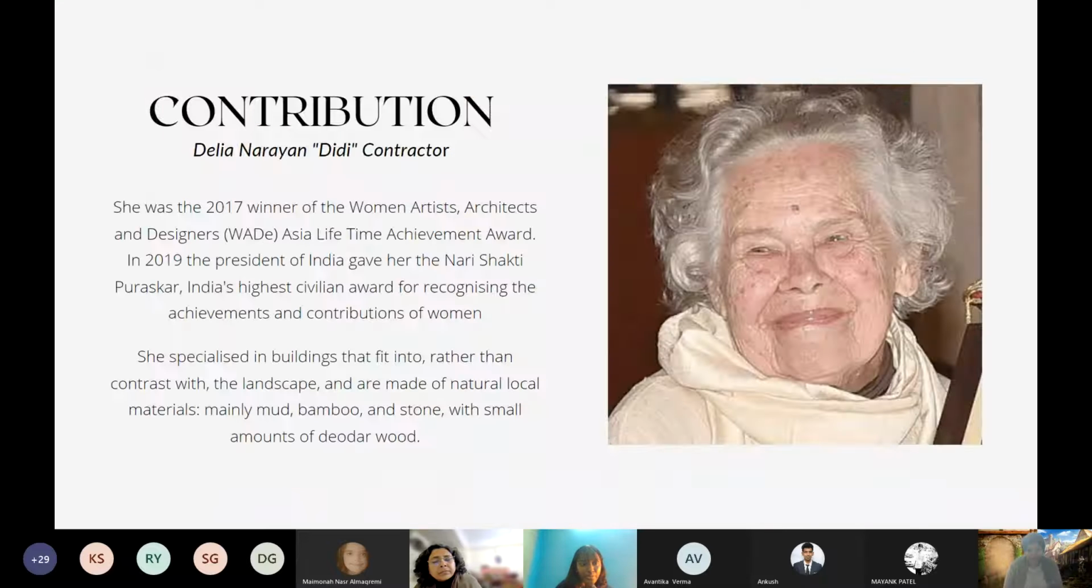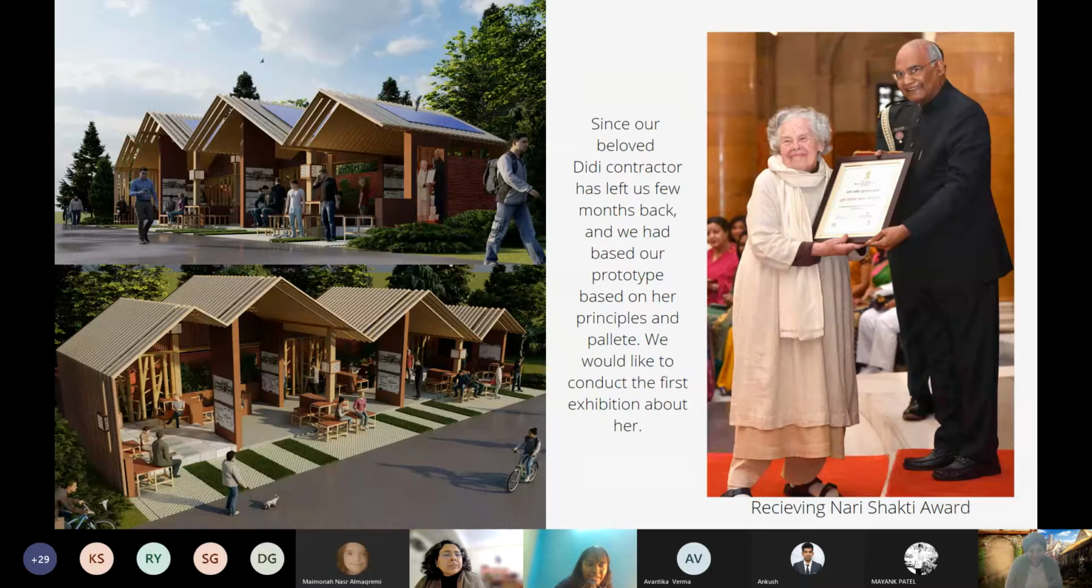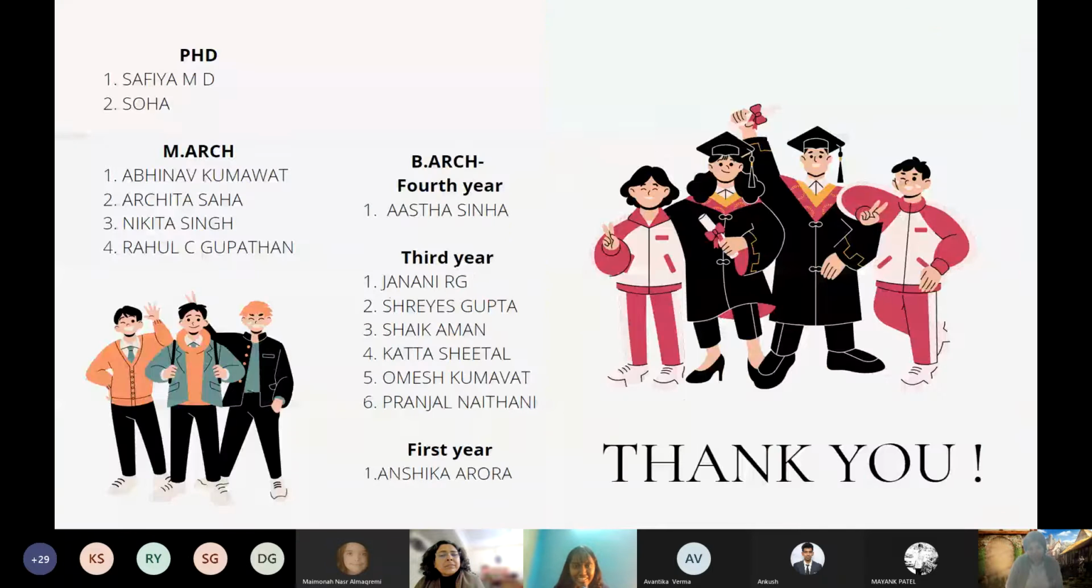We were inspired by the contractor. Our material palette and construction style were inspired by her material palette and the way she constructs. In case our design gets selected, we would like to conduct our first exhibition about her. And thank you.